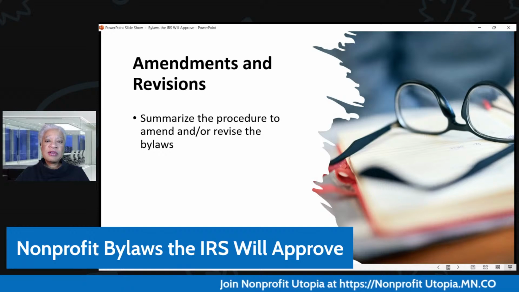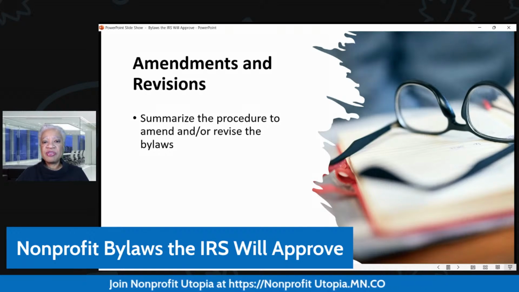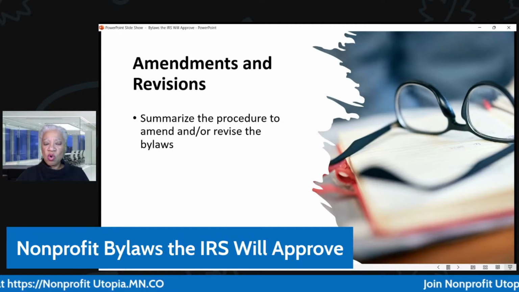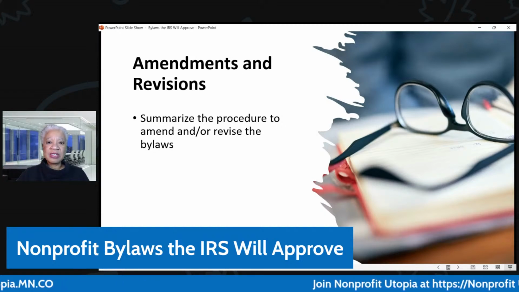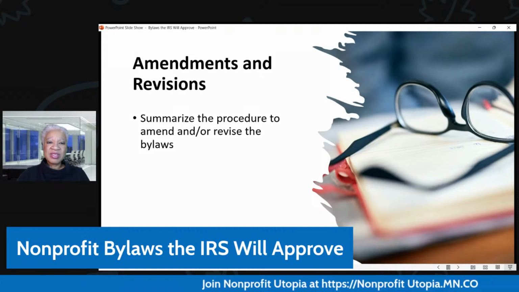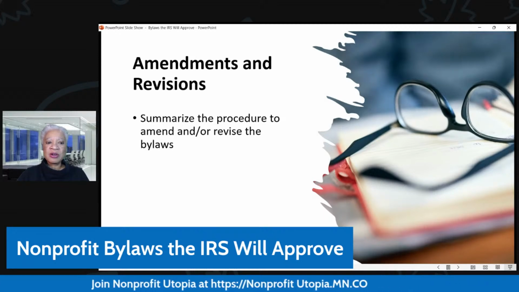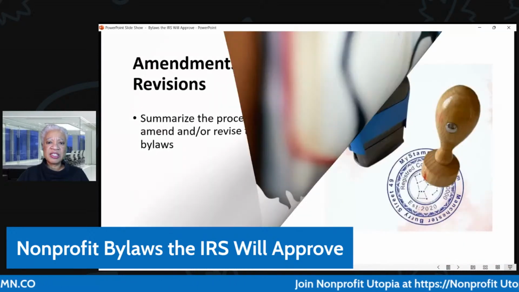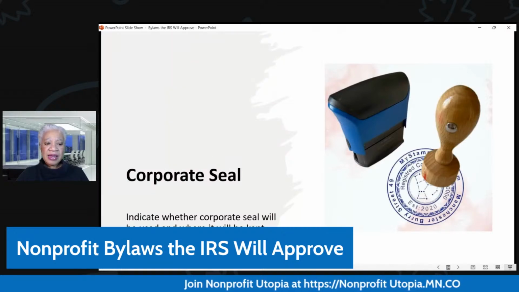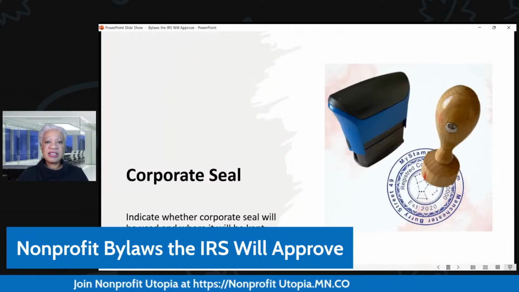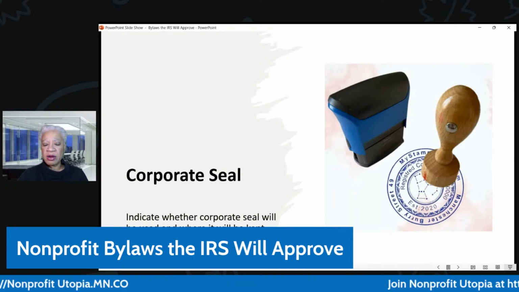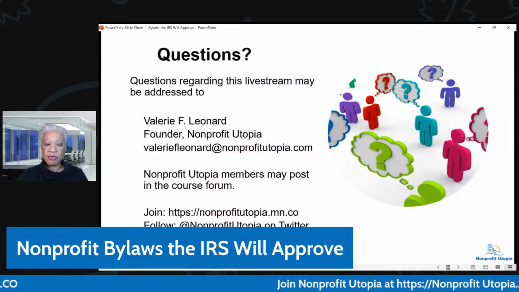You should also include how you're going to deal with amendments and revisions to the bylaws. So you should actually describe what that process is going to look like. How does it work? Sometimes you might include what would trigger such a revision. And usually you want to look at your bylaws once a year to see if there's a need to change them. You should also consider a section on your corporate seal, whether or not you will have one, and where it will be stored if you have one.